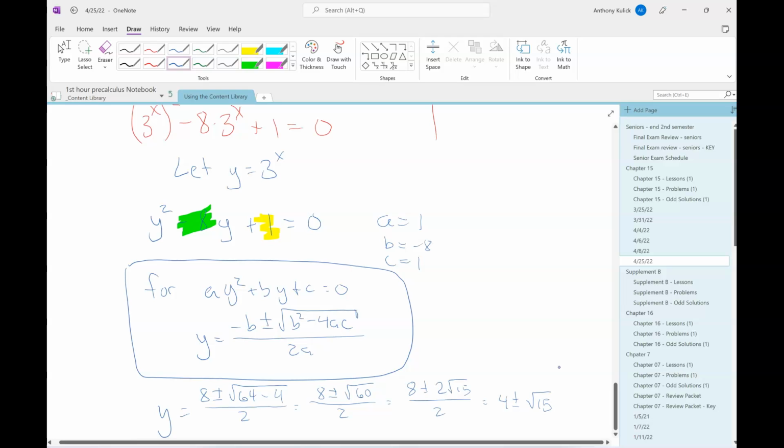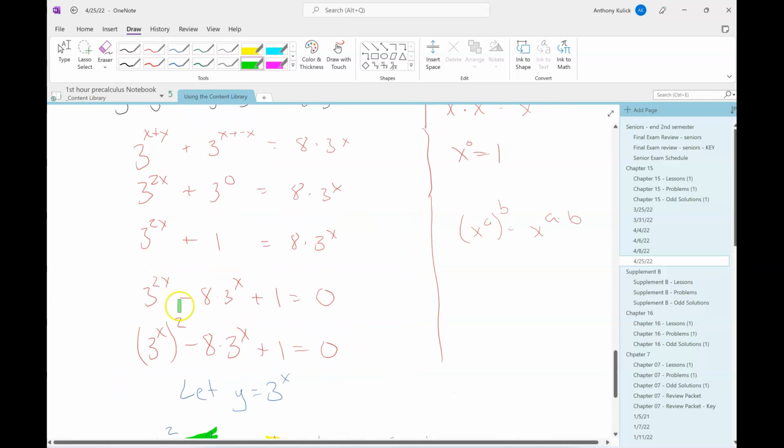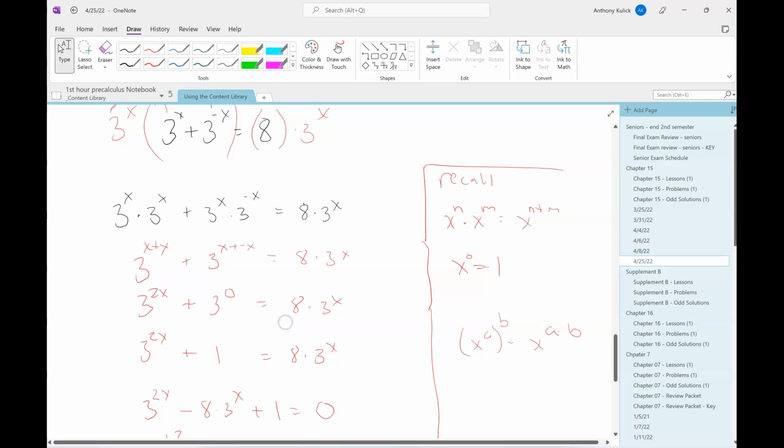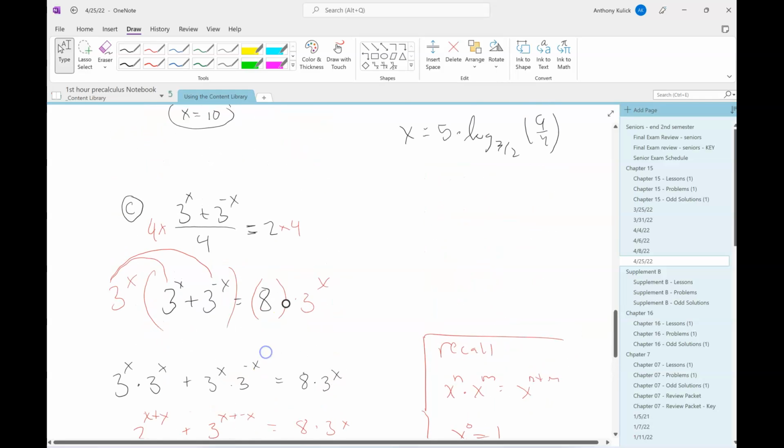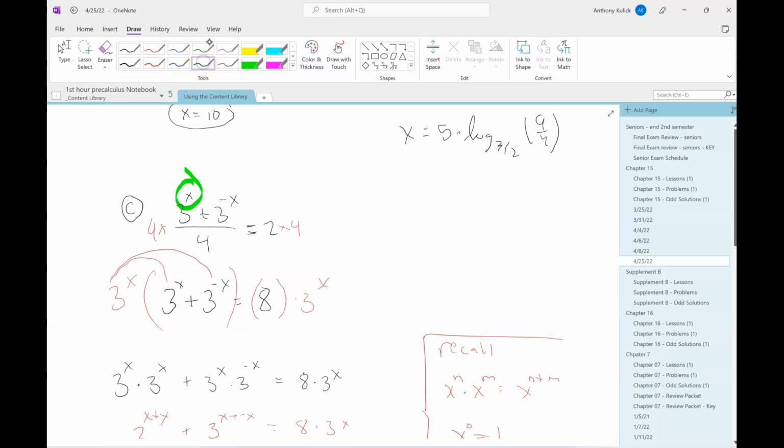Is that my answer, though? Nope. Why not, Mr. Kulik? Well, that's the solution for y. What was our problem, though? The variable in our actual problem? Go all the way back to the beginning. We have x's. Oh, no.